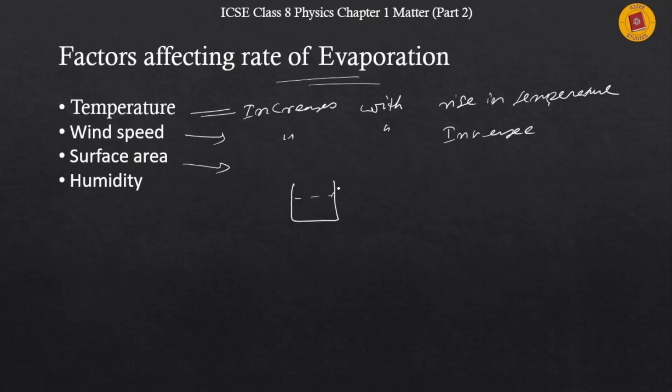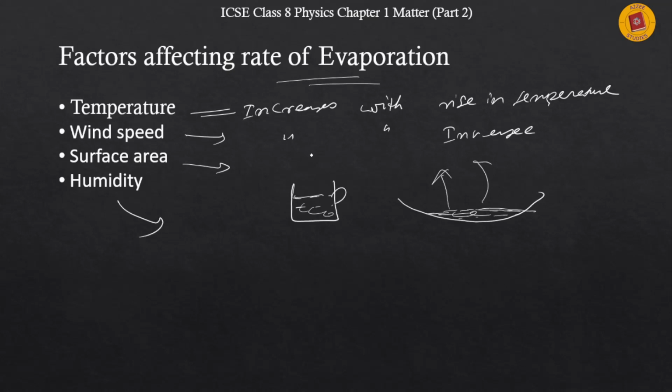Surface area: if we increase the surface area, one experiment you can do is take some water in a cup or a glass and the same amount of water in a saucer, and keep it for some time. You will see that the water in the saucer has evaporated, it has vanished, but water remains in the cup because the surface area is smaller in the cup, but it is higher in the case of the saucer or the plate.